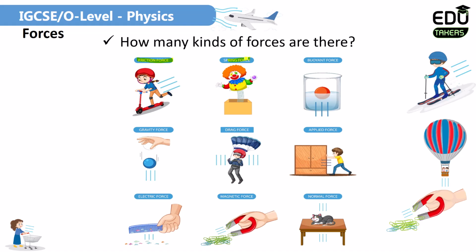Second is the spring force. Spring force is basically present in the spring when you attach the weight with the spring. There is also the buoyant force. This is basically the force which is acting in the opposite direction when the object is placed in the fluid, just like here the water, and the weight of that water is acting in downward direction. Gravity force. This force is basically present due to the gravitational effect of the earth. It is basically called weight. Every object is attracted towards the earth.